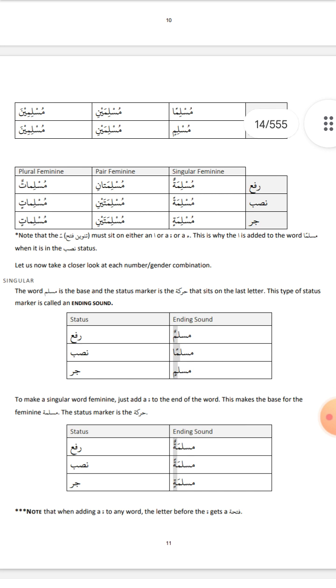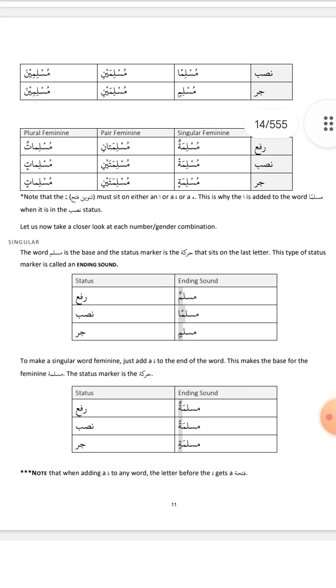Note that the tanween fatha must sit on either an alif or a ta or a hamza. That's why the alif is added to the word musliman when it is in the nasb status. Let us now take a closer look at each number or gender combination.